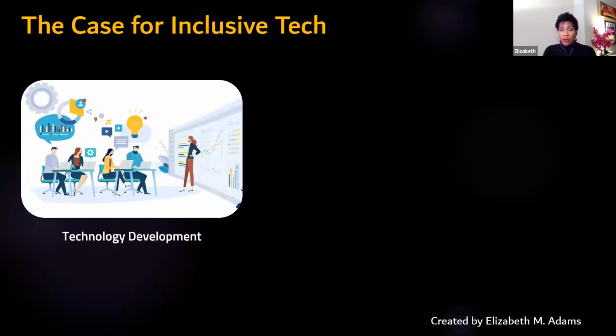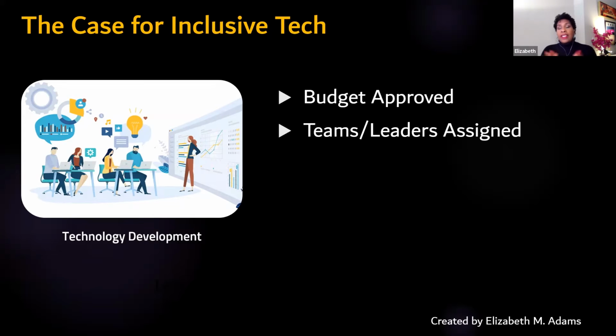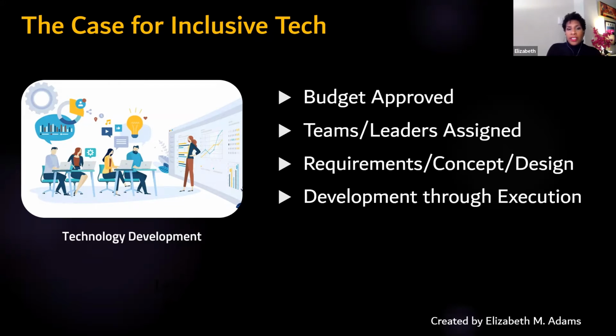But before we talk about that specific project, I want to quickly talk about what happens in the technology development lifecycle. When you are building a technology, you are starting your design and your concept sessions. But before that, you have budgets that are approved, team leaders are assigned, requirements and concept and design sessions are happening. And then you start working through development, operations, and new versions.